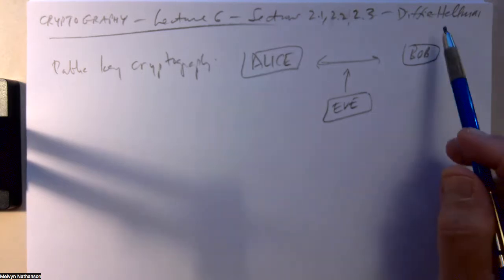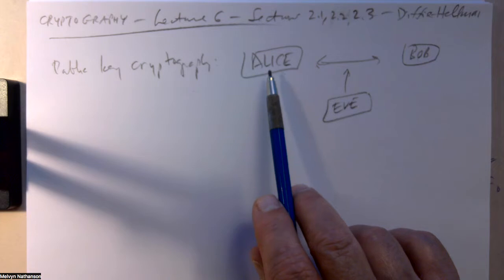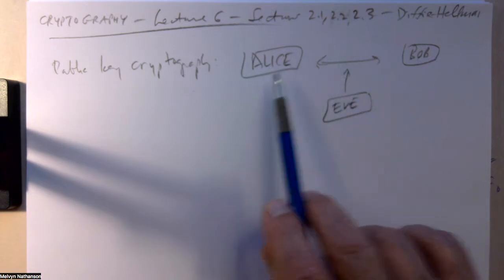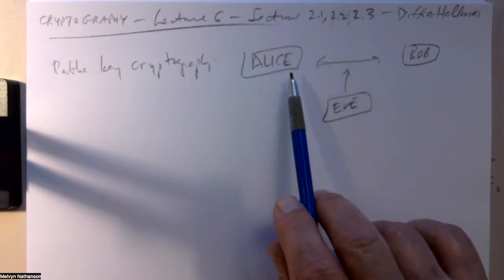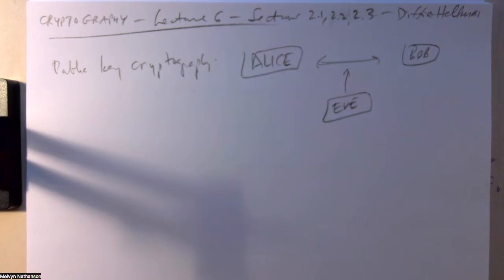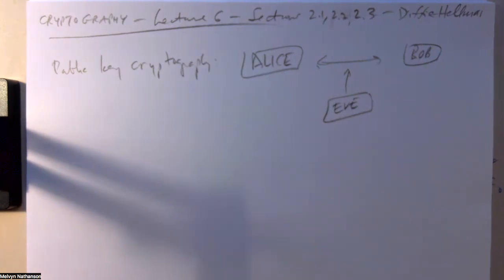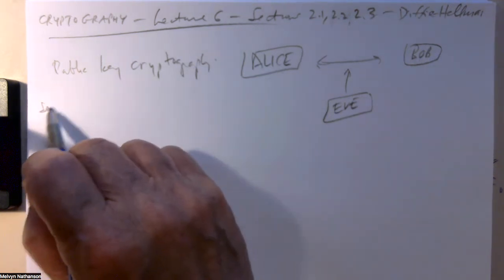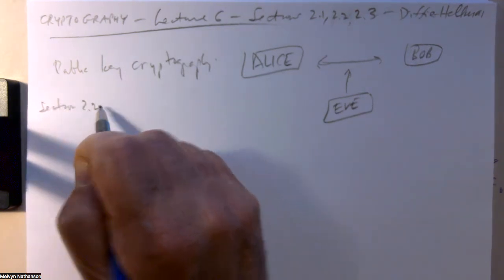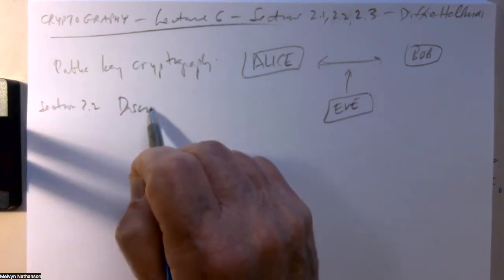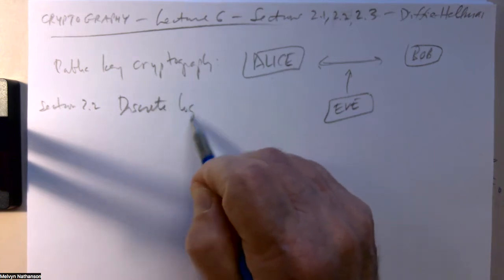So the Diffie-Hellman system is a way for Alice and Bob to exchange codes in a way that Eve, who's intercepting every message, cannot figure out what the code is. And the code is based on something called the discrete logarithm. So that's what is the subject of section 2.2, discrete logarithms.